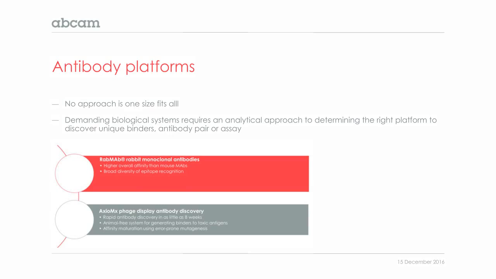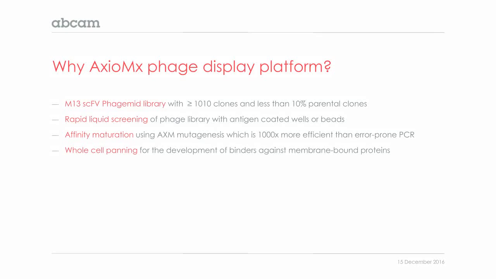in vivo. The Axiomx phage display platform became available to Abcam following acquisition of Axiomx Inc. in November 2015. It is a rapid antibody discovery platform which uses a phage display library to drive the discovery. The affinity maturation of the antibody occurs in vitro using Axiomx mutagenesis. And today, I'd like to tell you more about the Axiomx phage display platform. The platform consists of an M13 scFv phagemid library, and the library contains more than 10 to the power of 10 clones.